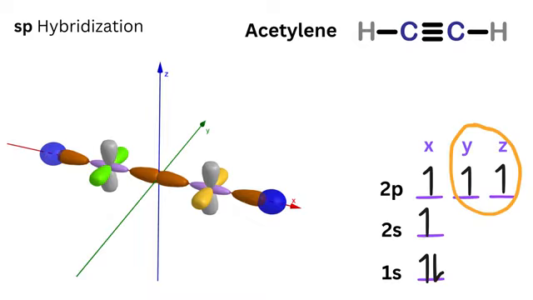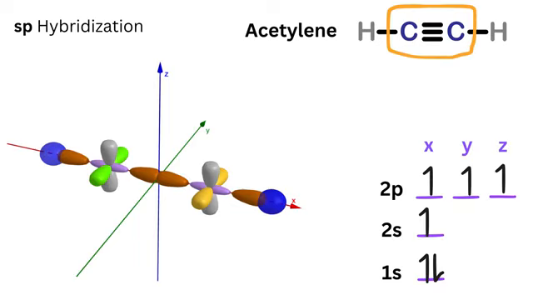But this sideways overlap happens only after the sigma bond is already in place. So, in acetylene, between the two carbons, one sigma bond and two pi bonds make a triple bond. That's why triple bonds are strong and have shorter bond length, as they have both head-on and sideways connections holding the atoms tightly together. Now, if this is clear, then understanding sp2 and sp3 will be a piece of cake.